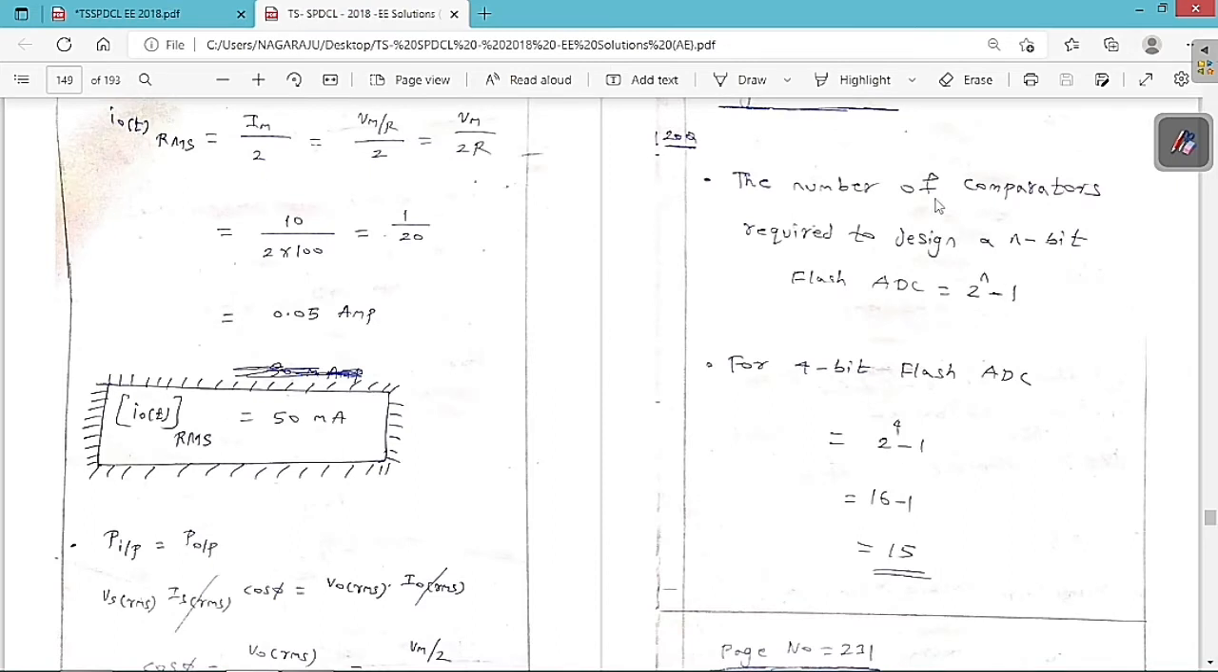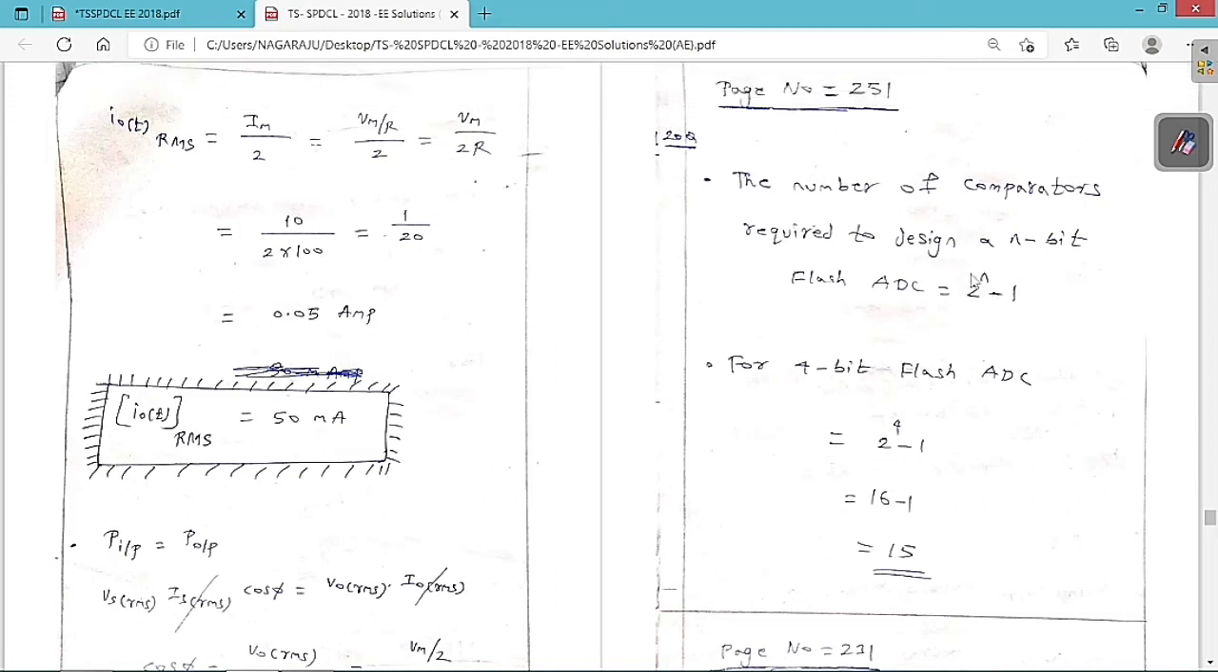The number of converters which are required to design an n-bit flash type ADC is always equal to 2 to the power of n minus 1. So the number of converters required to design an n-bit flash type ADC is 2 to the power of n minus 1. For a 4-bit flash type ADC we need to figure this out.